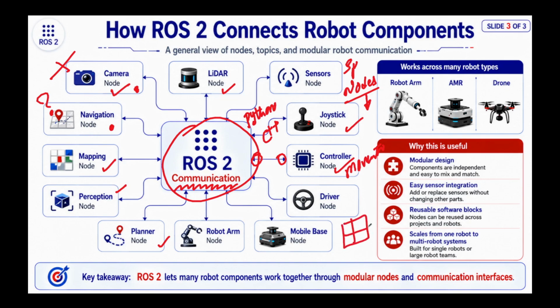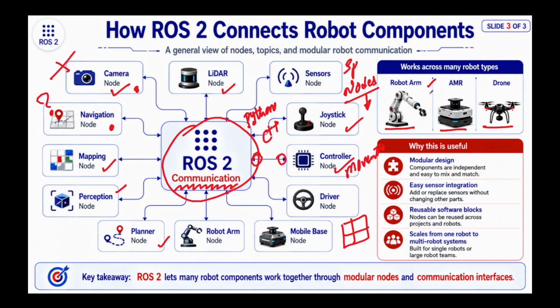The slide also shows a robotic arm, an autonomous mobile robot and a drone. These robots look and move very differently, but many of their software needs are similar. They all need sensor data, commands, control systems, monitoring and communication.